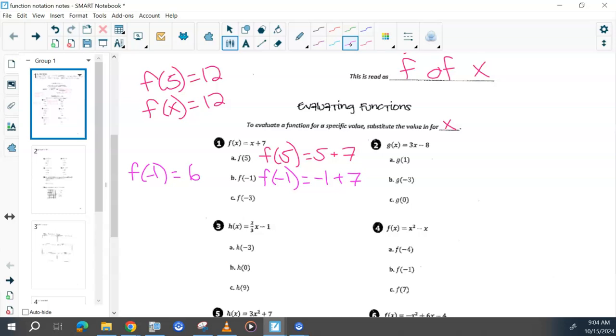Let's do the last one. F of negative 3 is negative 3 plus 7. So f of negative 3, or f of x, equals 4. So this is really just about replacing the x value, putting it in, figuring out what y is for now. Questions so far?